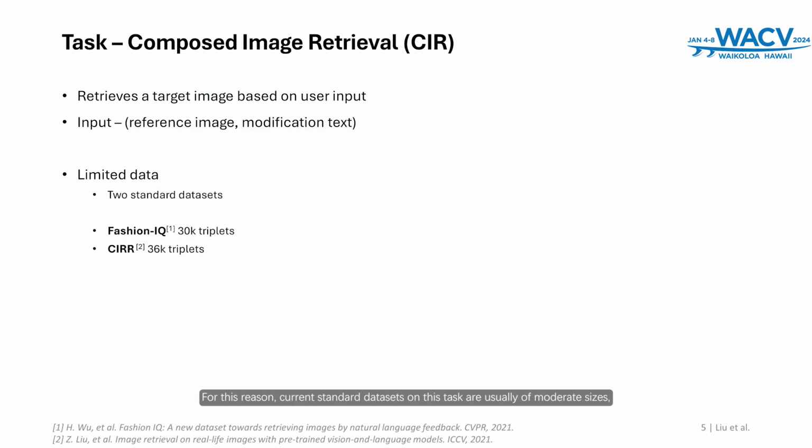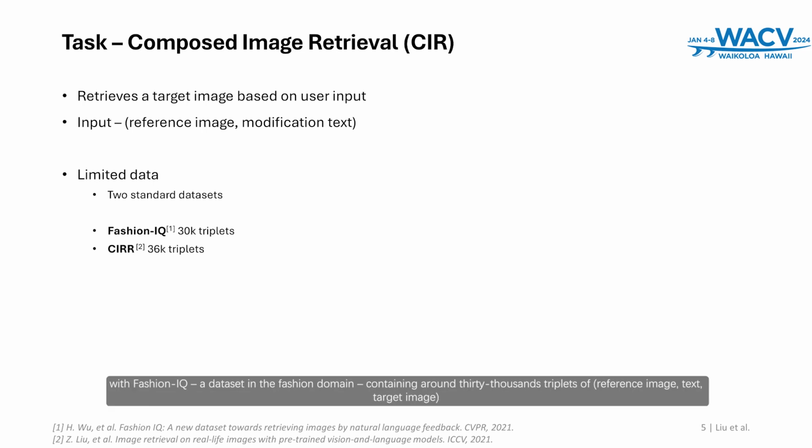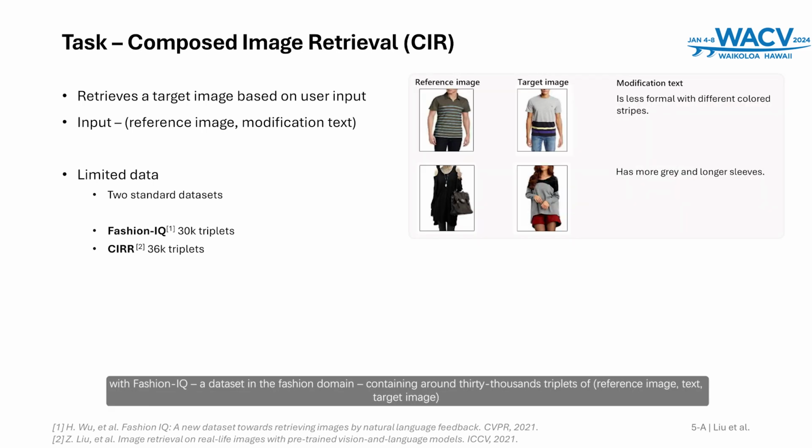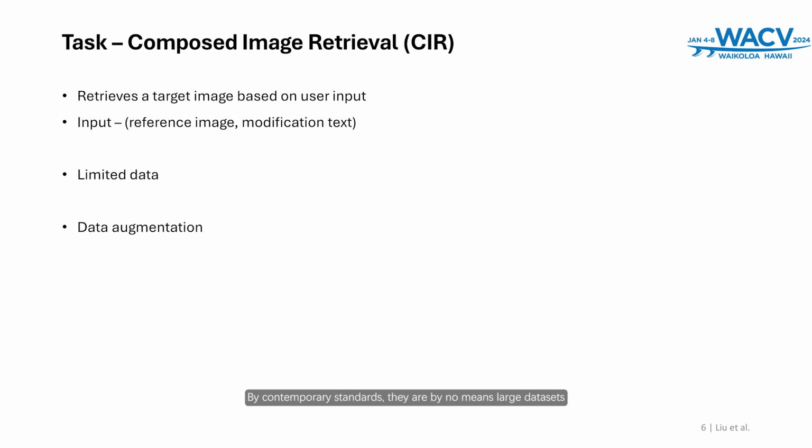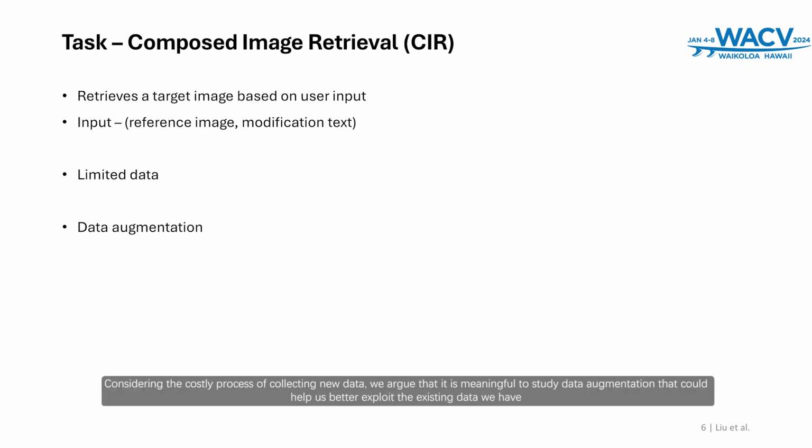For this reason, current standard datasets on this task are usually of moderate sizes. With Fashion IQ, a dataset in the fashion domain containing around 30,000 triplets of reference image, text, and target image, and CIRR, a dataset with generic images consisting of approximately 36,000 such triplets. By contemporary standards, they are by no means large datasets. Considering the costly process of collecting new data, we argue that it is meaningful to study data augmentation that can help us better exploit the existing data we have.